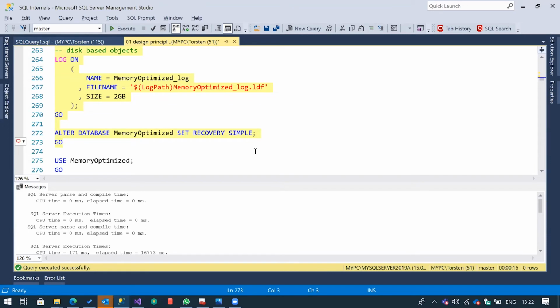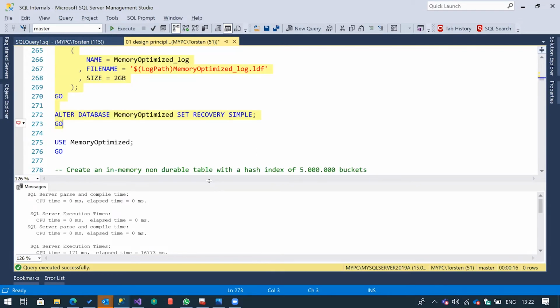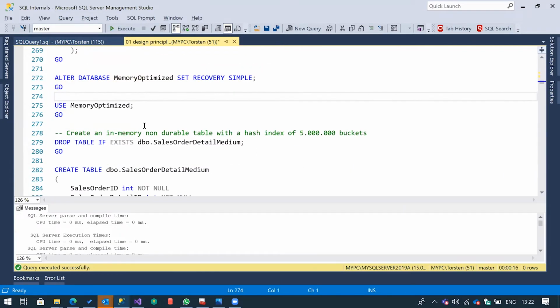SAP HANA, for example, when you select SAP HANA, there is only in-memory OLTP, nothing else. Okay, that is already a big advantage because it is on you to decide when it makes sense to have an in-memory OLTP table. So let me do the following.